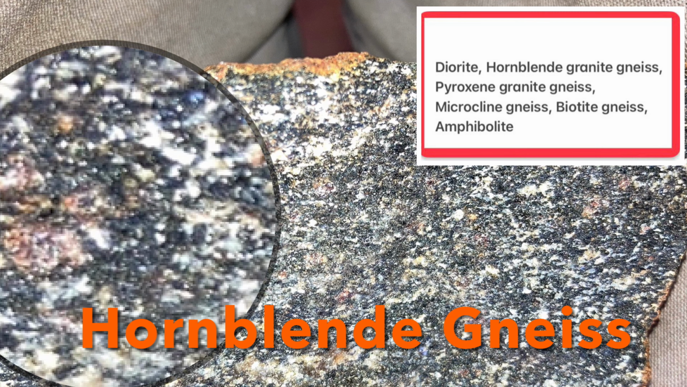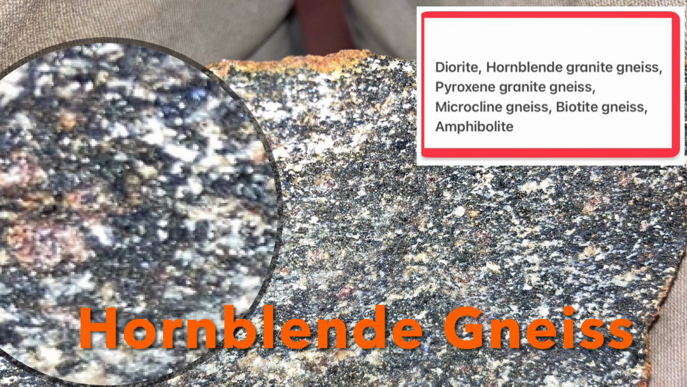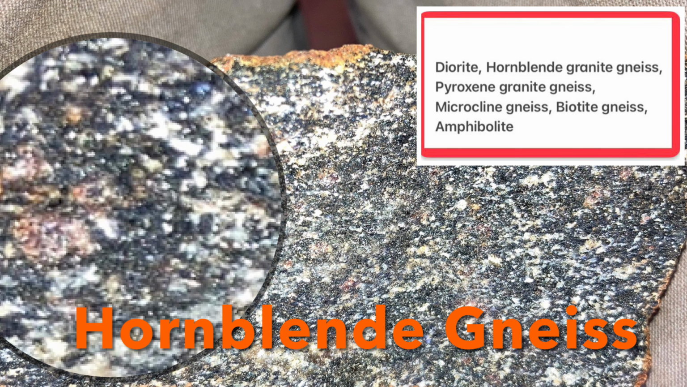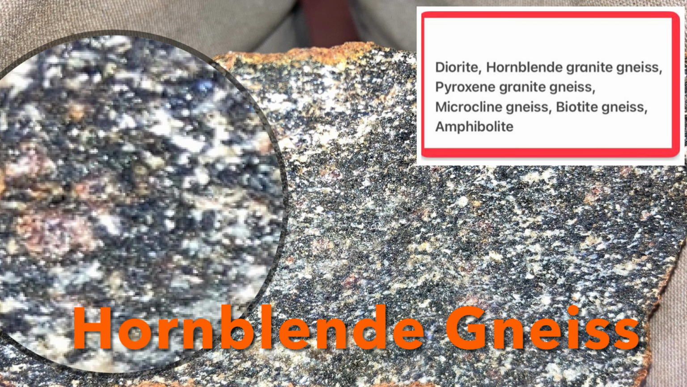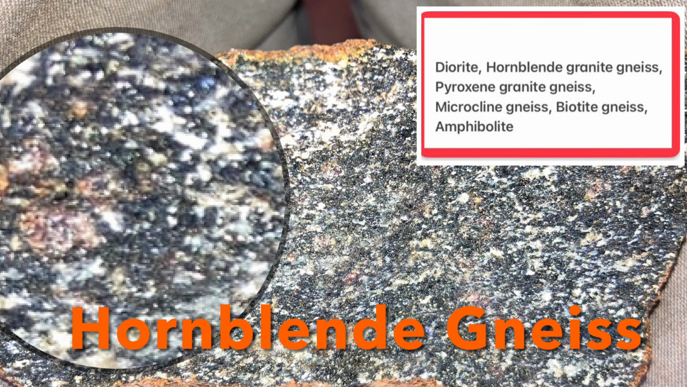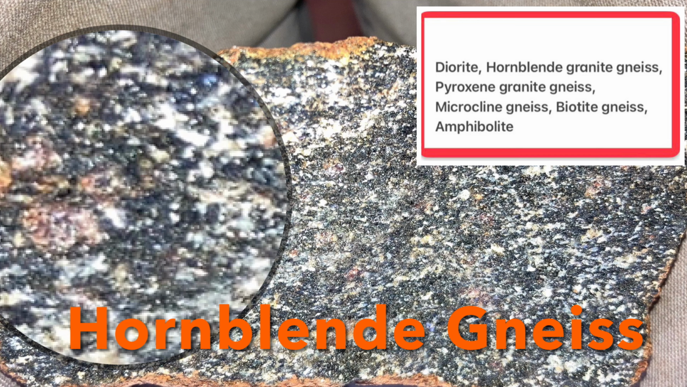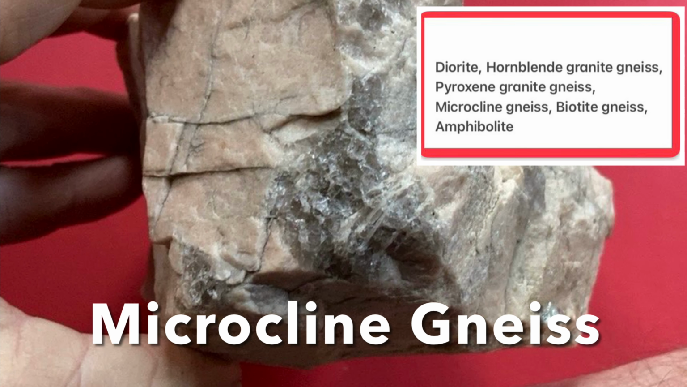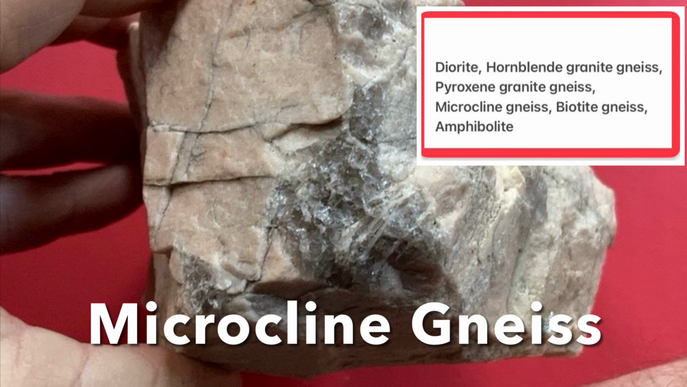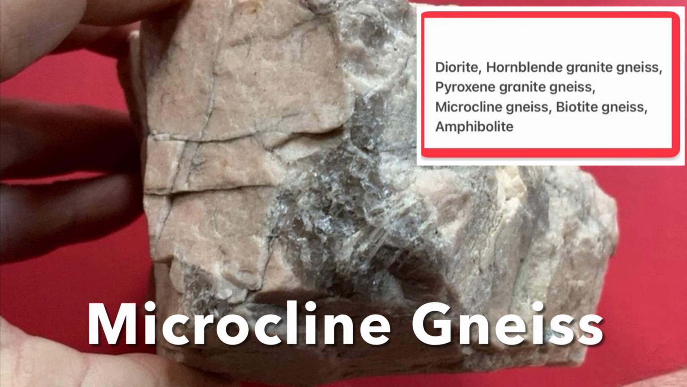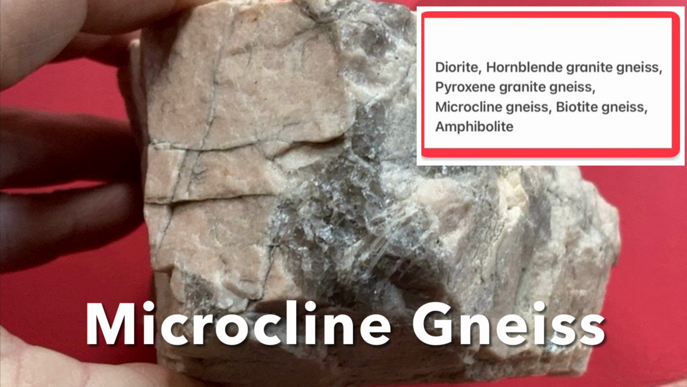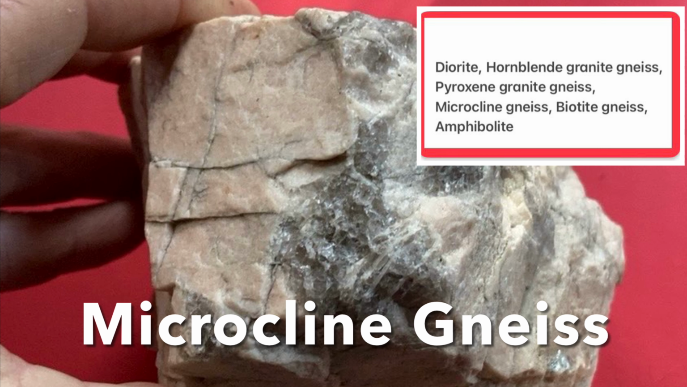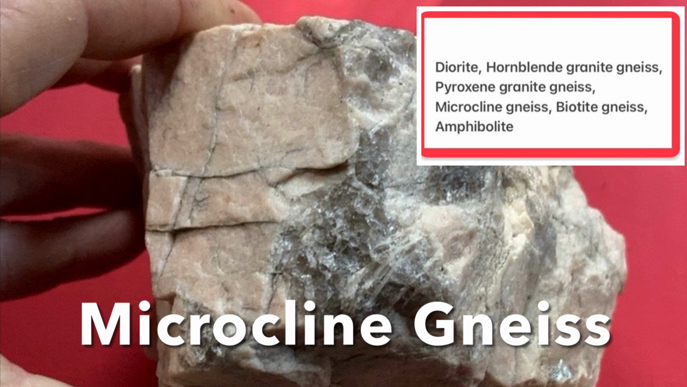If you take diorite magma and metamorphose the heck out of it, you get this rock, which is hornblende gneiss. And it's got a lot of the same minerals as diorite, but obviously it's got more hornblende. This is microcline gneiss. It's a very felsic, potassium feldspar rich rock that was originally magma extruded like granite below the surface and later exposed by erosion.